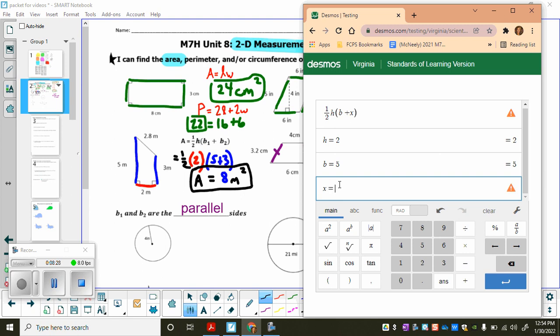And here it was the 3 that we saw. And you can see here, if you plug in the 2, the 5, and the 3 into the formula, it gave us the area of 8. So yes, Desmos does work for this.